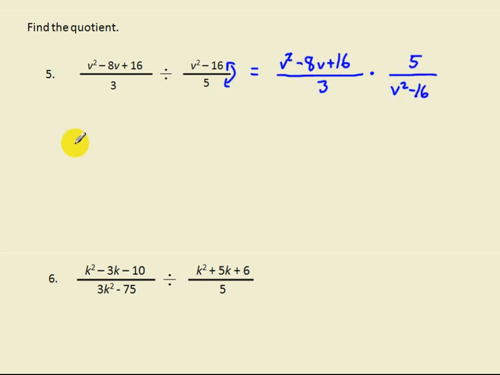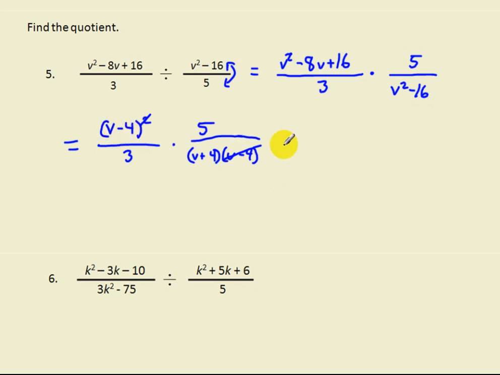Now we look and see if we can factor. And sure enough, we can. This is a perfect square. This is v minus 4 squared over 3 times 5 over, and now we have a difference of 2 squares, so this will be v plus 4 times v minus 4. And we can do some canceling, because here we have v minus 4 showing up twice, here it shows up once. So the v minus 4 here will cancel one of the two in the numerator here. We still have that one v minus 4 though.